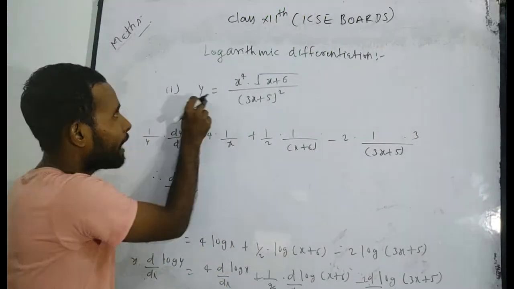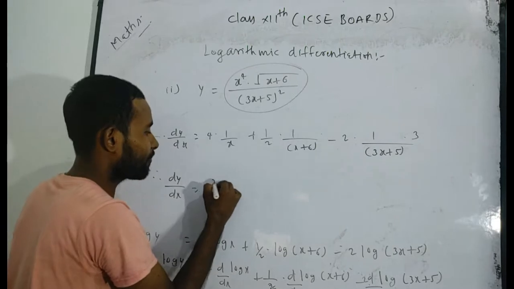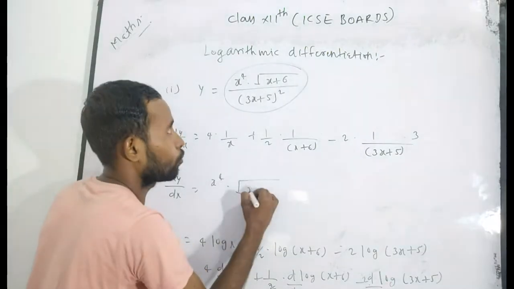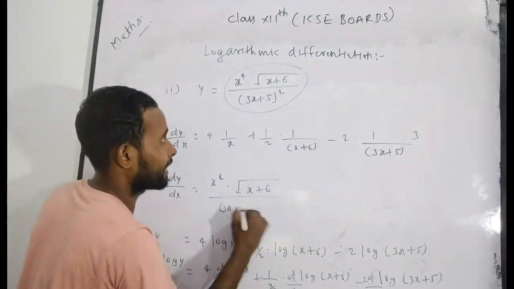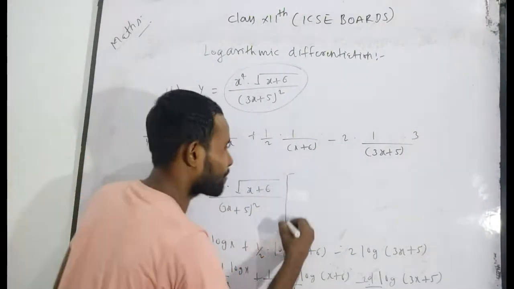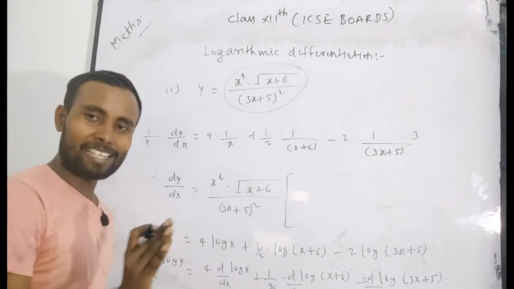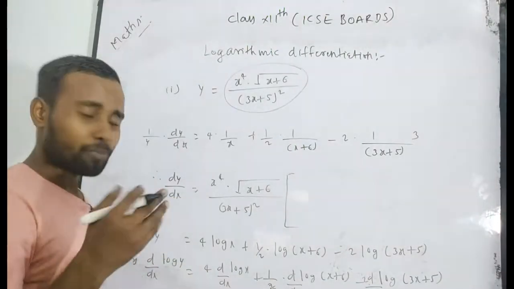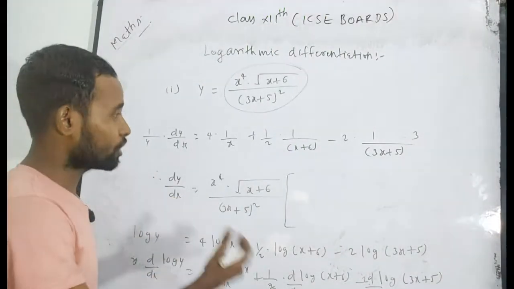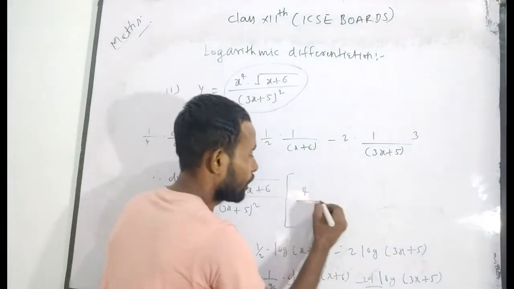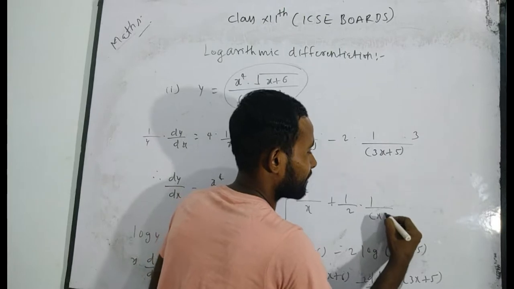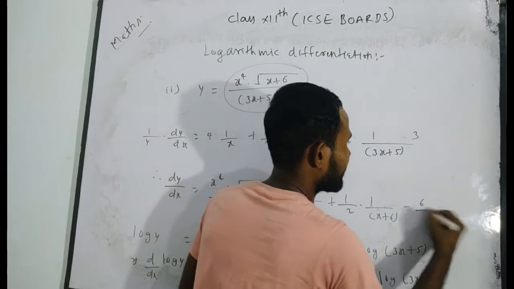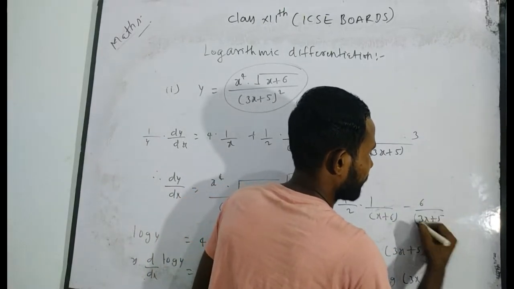And what is the value of y? What is the value of y? This. So, firstly, I want to write directly because there is no space to write again. Its answer will also be very lengthy, but very easy. You only need confidence and patience during solving, otherwise everything becomes very easy for you. y into 1 upon x plus 1 by 2 into 1 upon x plus 6 minus 6 by 3x plus 5.